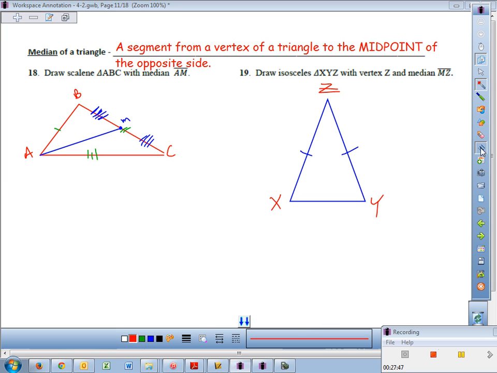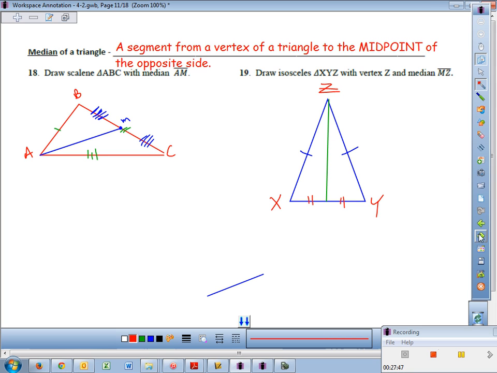Draw median segment MZ. Which vertex of our triangle would we go from? X, Y, or Z? From Z. It's got to go to the midpoint of the opposite side. So now, boom, boom, boom, boom. How come I didn't use 1 tick mark? I already had 1 tick mark used. Got to use a different amount of tick marks. Excellent? That's a median. Median, midpoint, median, midpoint. Boy, if we could stop there, we'd be really good at medians. What's a median? Midpoint, median, midpoint.